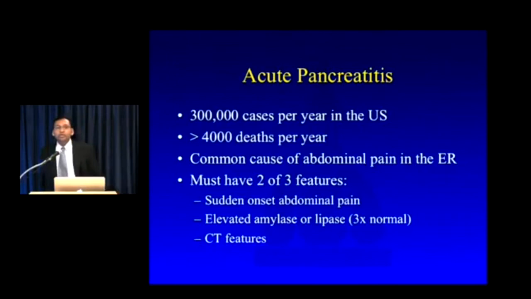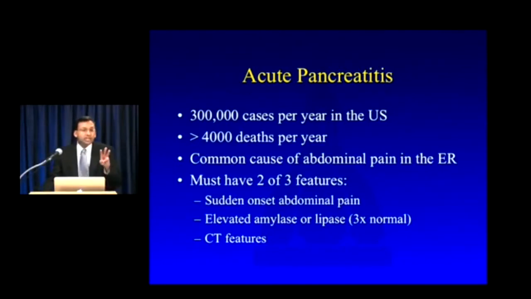Now, as all of you know, acute pancreatitis is incredibly common. There are somewhere in the order of 300,000 cases per year in the United States, and it is certainly one of the most common causes of abdominal pain in the ER setting. Now, to make the diagnosis of acute pancreatitis, you really have to have two of three features: a good clinical history of abdominal pain, a markedly elevated amylase or lipase level, or a characteristic CT scan.